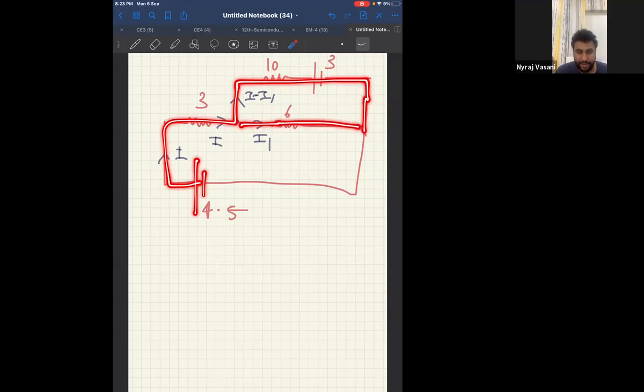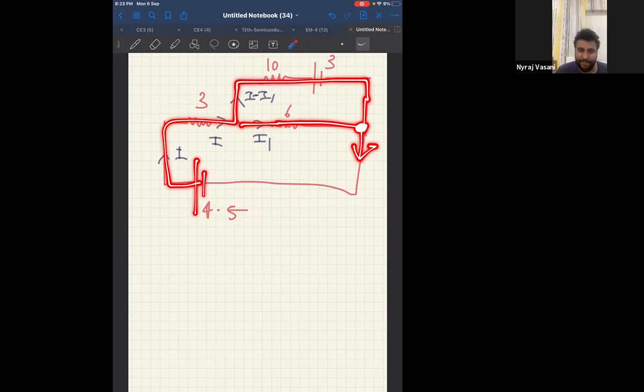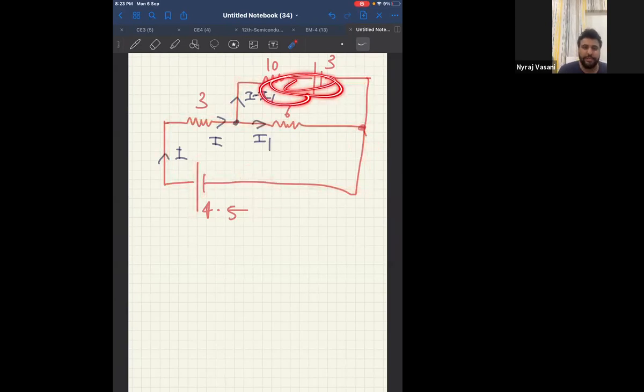Here it is I1. Tell me at this point if they meet and if they come down, what is the total current? I. Correct? Again, because it is I minus I1 plus I1. Therefore, can I say the total current coming back is I? So can I say they completely ignored this upper loop because they were concentrating on this voltage source? But can I say it satisfies KCL?